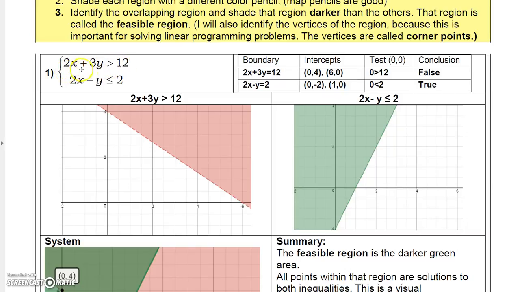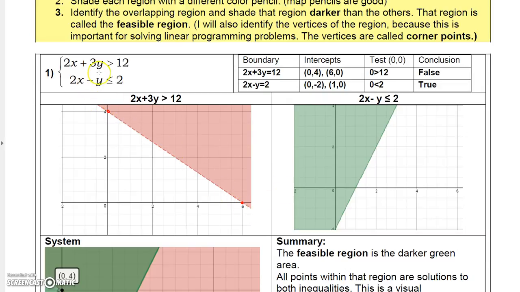So I'm going to graph the first inequality, 2x plus 3y is greater than 12. And we already know how to do that. You just find the boundary, which is 2x plus 3y equals 12. Let x be 0, solve for y to get your y-intercept. Let y be 0, solve for x to get your x-intercept. So it goes through (0, 4), which is right here, and it goes through (6, 0). And then, since it doesn't have the equal to, I draw a dotted or a broken line to connect them.